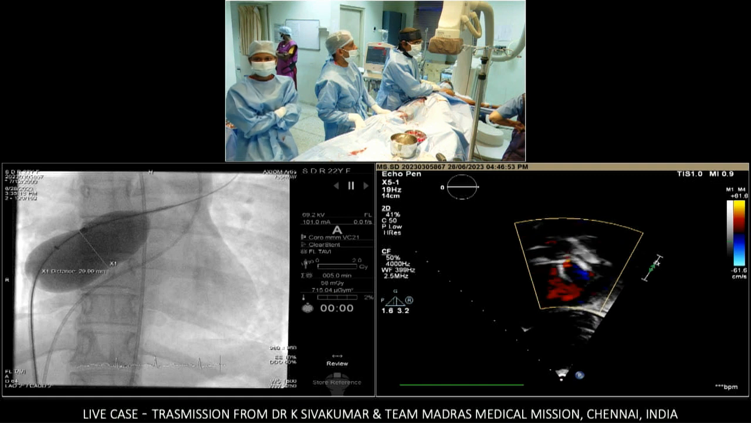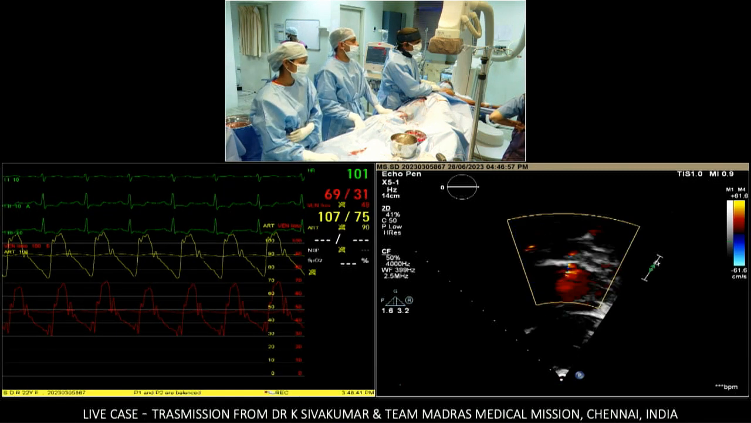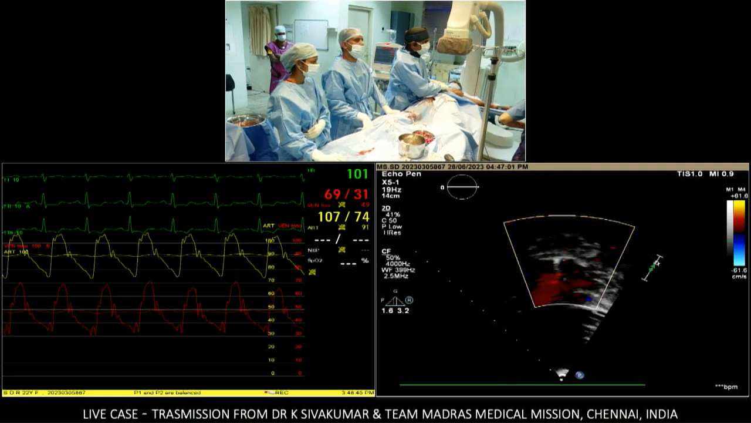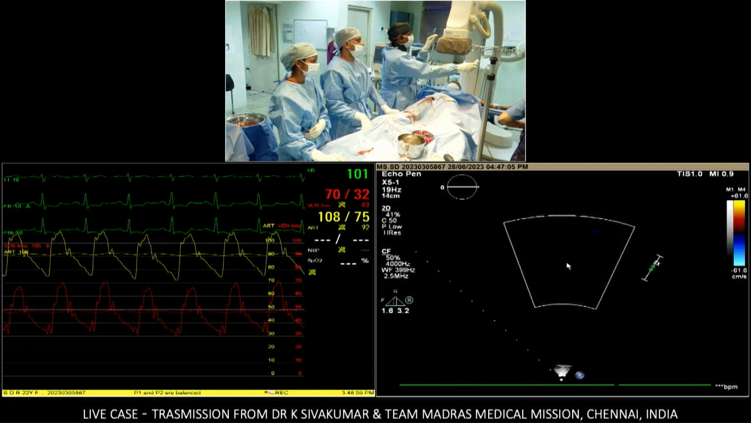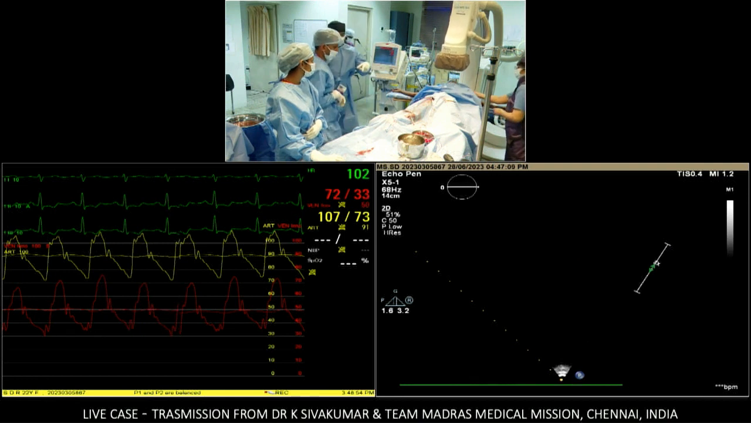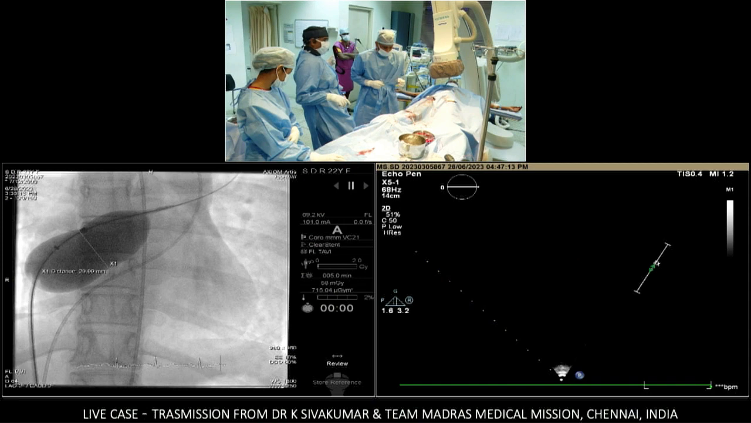So now we are able to see by transthoracic echocardiogram the flow through this fenestration, which is going through and through. That's the device we are able to see. I'll also show this fenestration by fluoroscopy. Come to RAO caudal. Get ready to release, Vishnu. No, just give me some space.